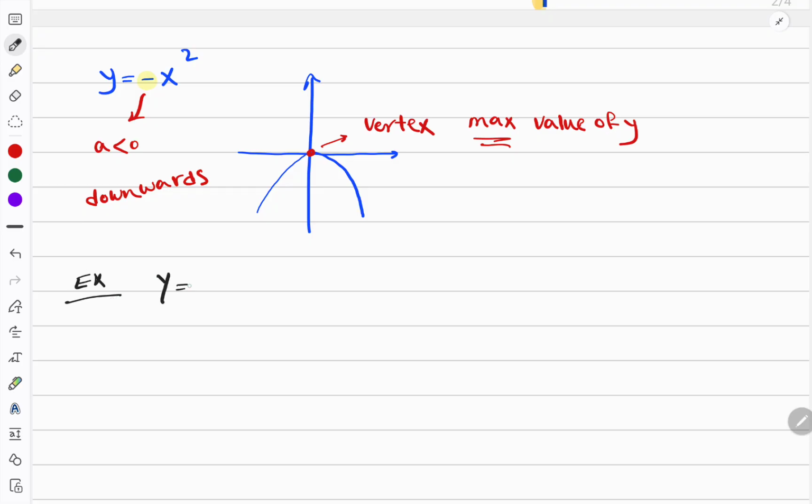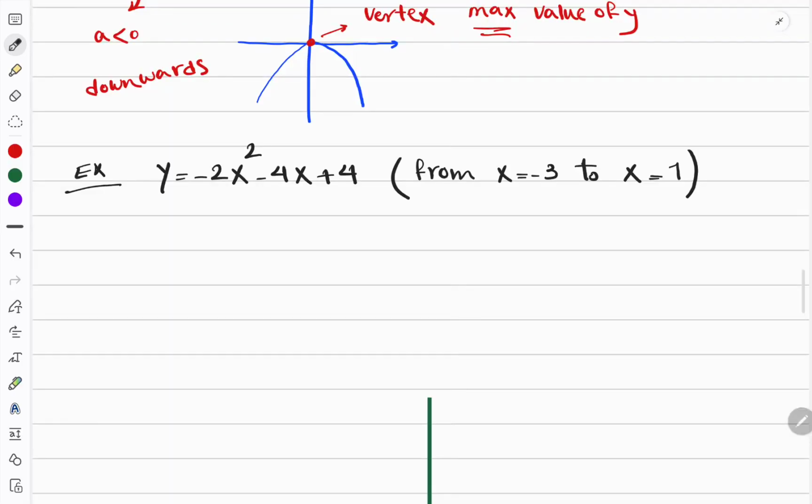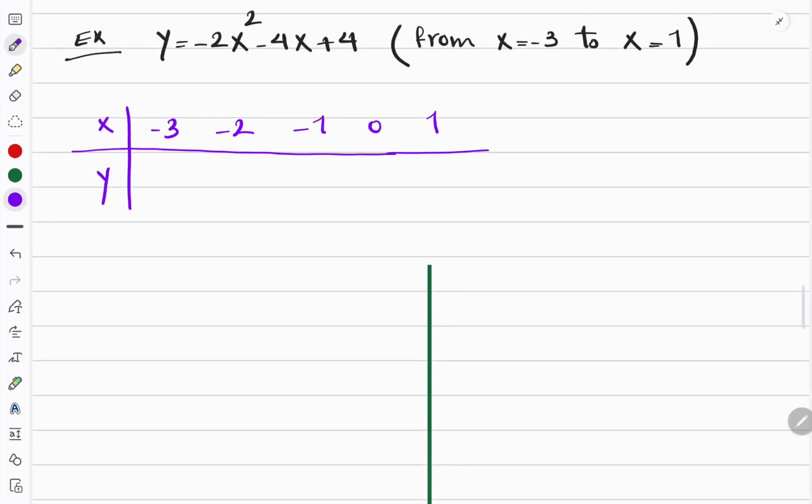So the graph is y equals negative 2x squared minus 4x plus 4, and from x negative 3 to x positive 1. So I'm going to draw a table of values. Okay, start from negative 3. Okay, and I'm going to substitute all these values into the equation.